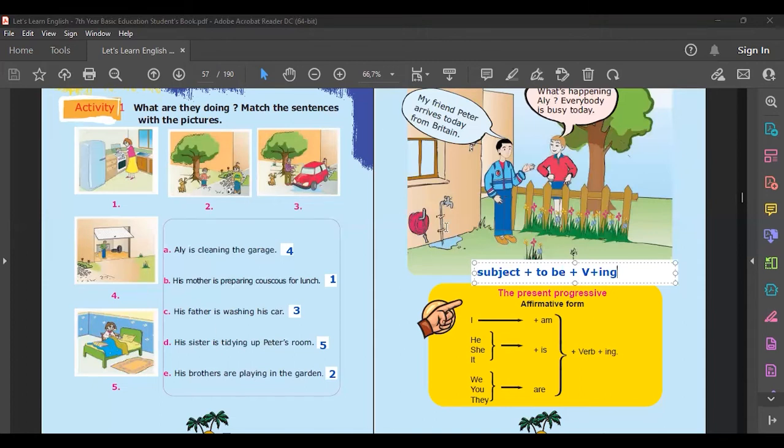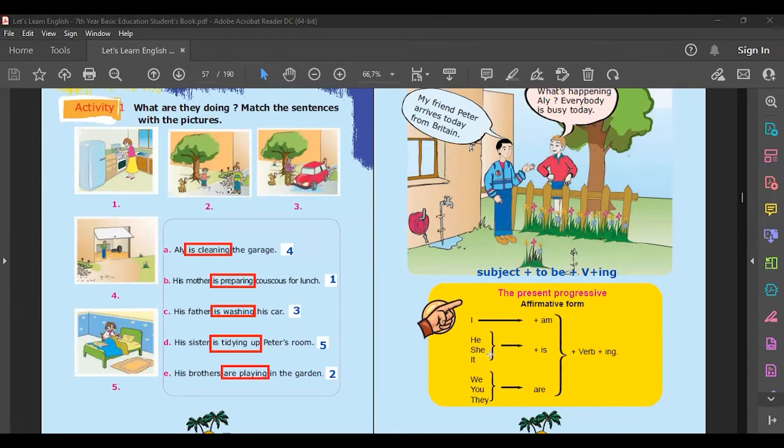Where is the present progressive? Let's take a look. Is cleaning, is preparing, is washing, is tidying up, are playing. This is the present progressive. You notice the verb to be: with his mother, his father, his sister it gives is, with his brothers it gives are, and the verb that comes after gets the ing.